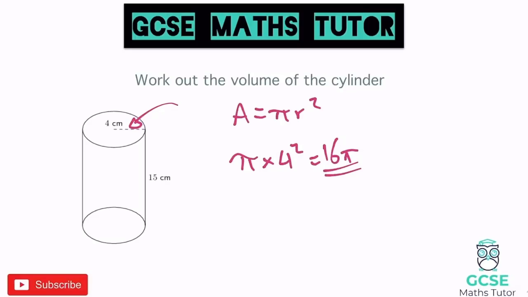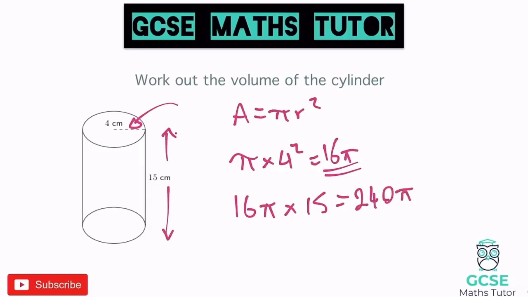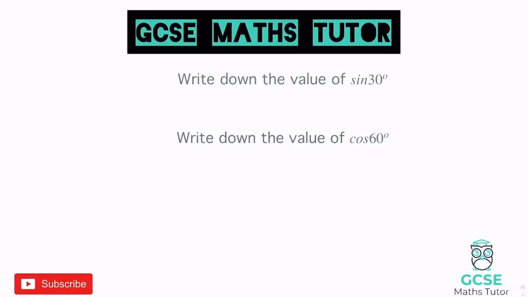Now once you've got the area of the cross section, you just times it by how far it goes through the shape, which in this case is this 15. So all I've got to do is times that by 15. So 16 pi times 15 comes out as 240 pi, which is also a decimal, so it just depends on how the question wants the answer here. So it's 240 pi.